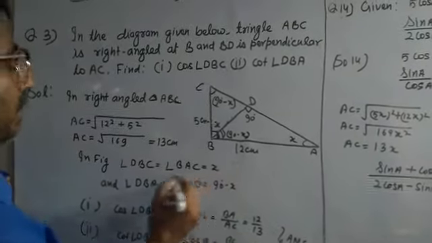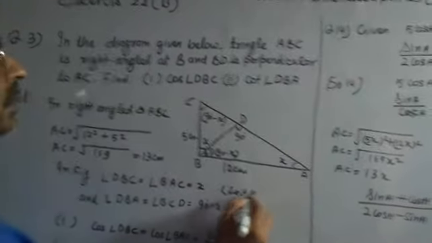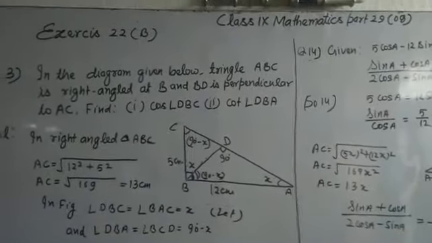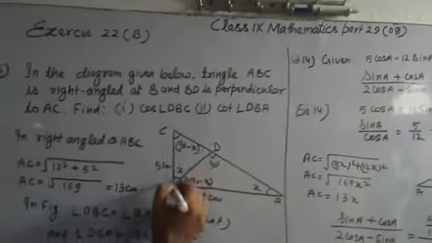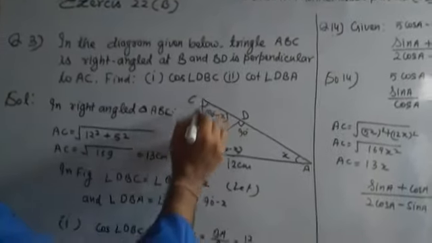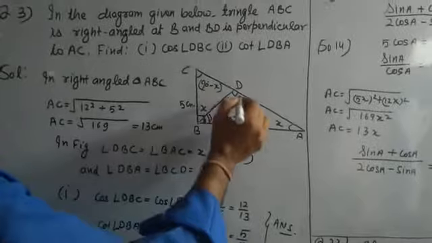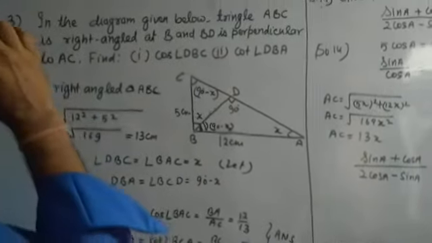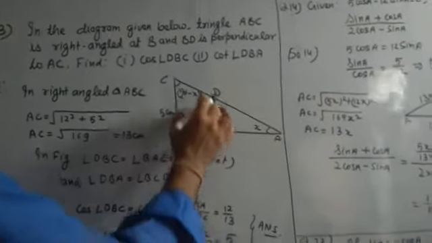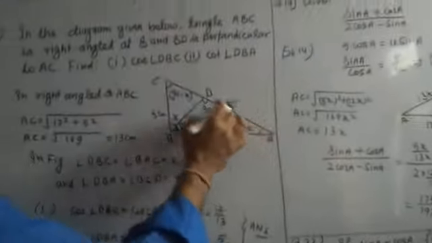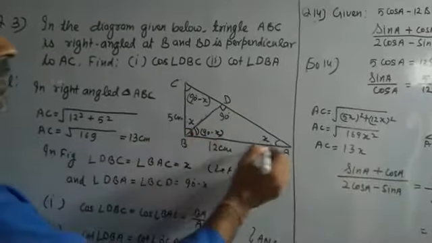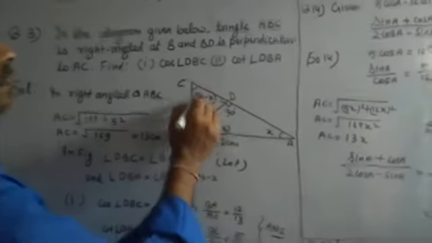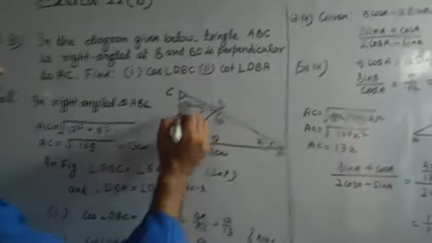Now in the figure, let angle A be X. Therefore, in triangle ABC, angle C, means BCD, will become 90 minus X. And in triangle ADB, this is X, this is 90, so angle DBA equals 90 minus X. This also is 90 and C is 90 minus X, therefore DBC equals X.